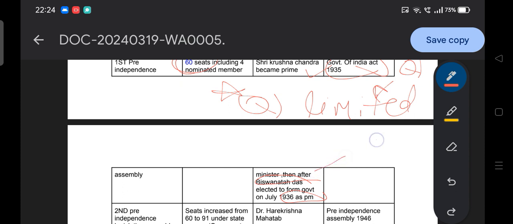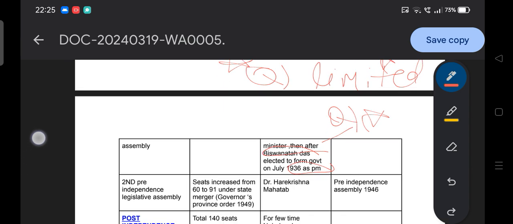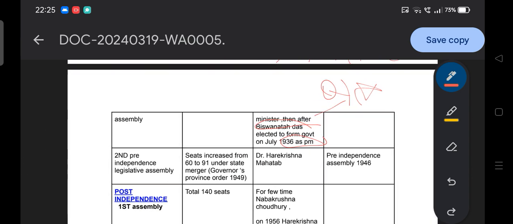If they ask the question, who is the elected one who formed the government for the first time in the pre-independence era, that is Biswanath Das. That is the technicality you have to remember. Here the question can be framed. They can ask, who is the first elected prime minister of Odisha in pre-independence time, then you have to remember Biswanath Das. That is how the question may come.